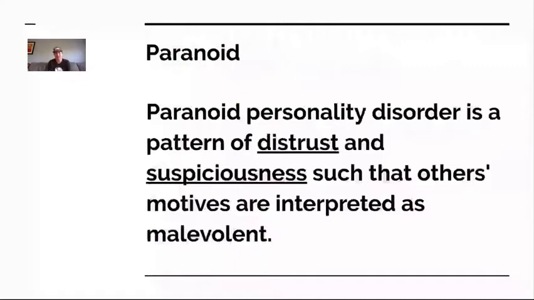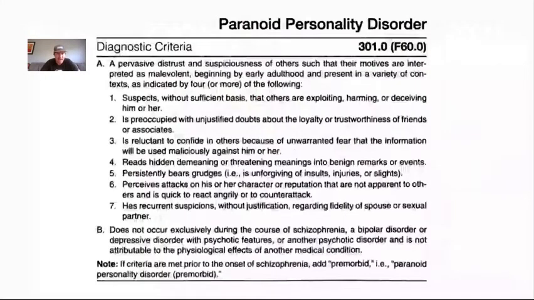First one is paranoid personality disorder. It's a pattern of distrust and suspiciousness where others' motives are interpreted as malevolent. Love that word, malevolent, right? Just evil intentions. People are out to get me. People are trying to steal my stuff, right?